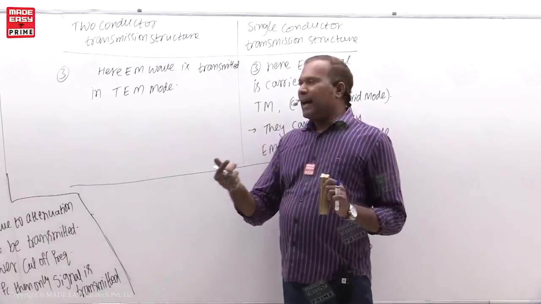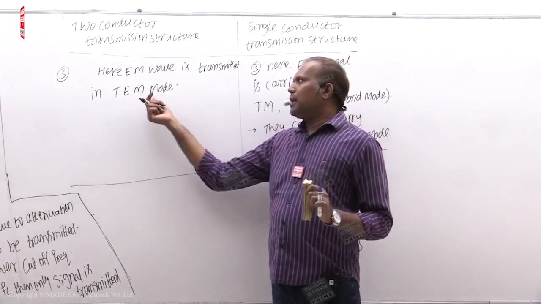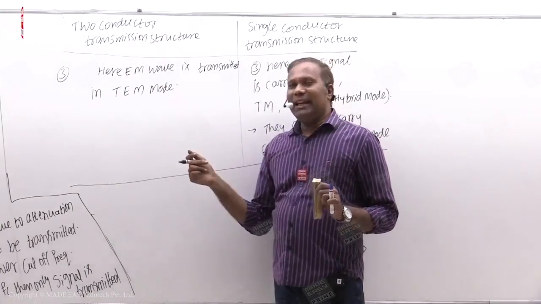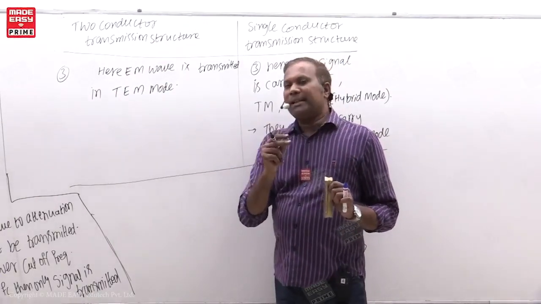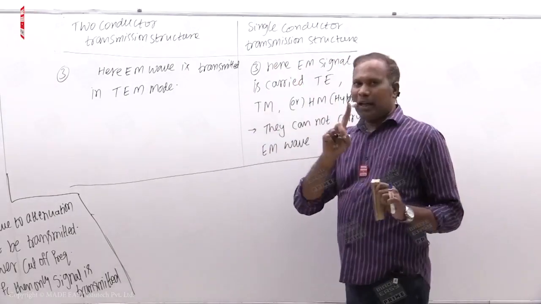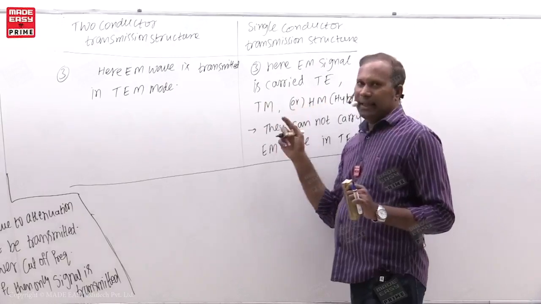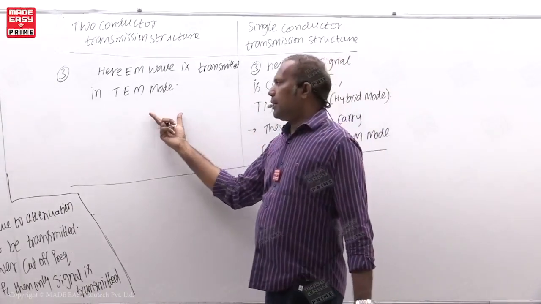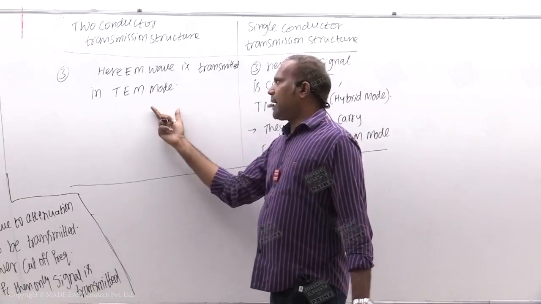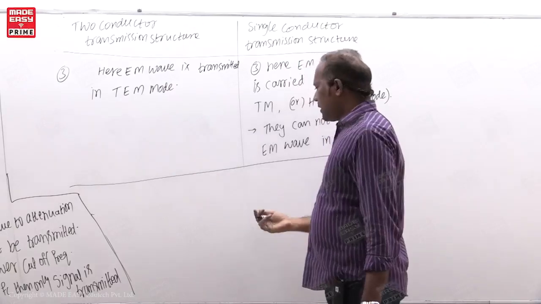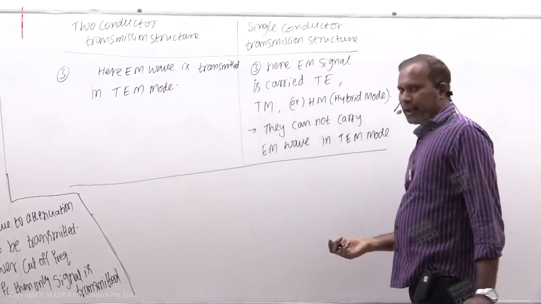Common sense. I am telling you, TEM mode goes in a two-conductor structure. That means to have a TEM mode, the minimum number of conductors required is 2. But here the number of conductors is 1. That is why you can't carry it. Now I will explain why you can't. TEM mode is carried in a two-conductor structure. Anyway, nobody will ask, but if you want the answer, I am explaining, you see. Right?